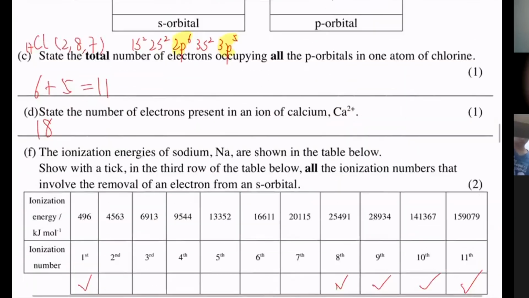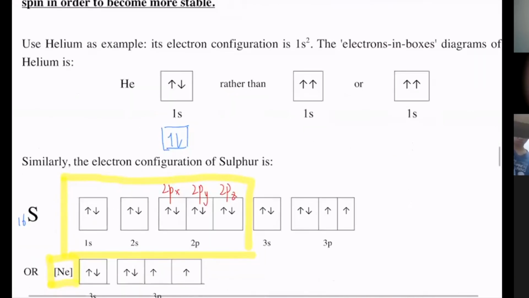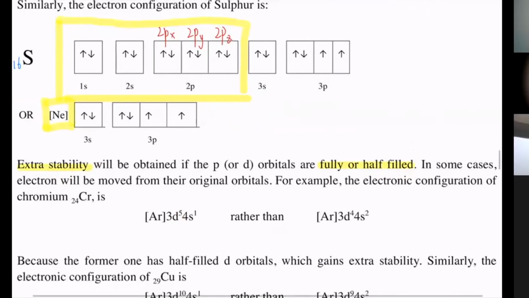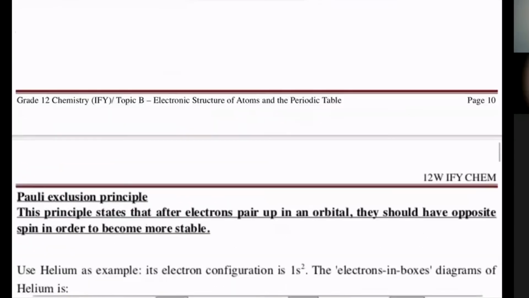But because when it's fully filled or half filled, it provides extra stability, and 3d, 4s have very similar energy levels, we try to achieve this extra stability by filling one more electron in 4s. So we're going to move an electron from 3d to 4s to achieve that extra stability. Okay, so here.